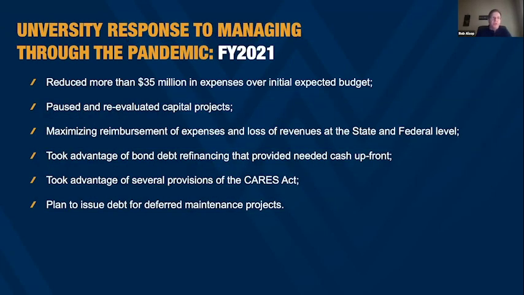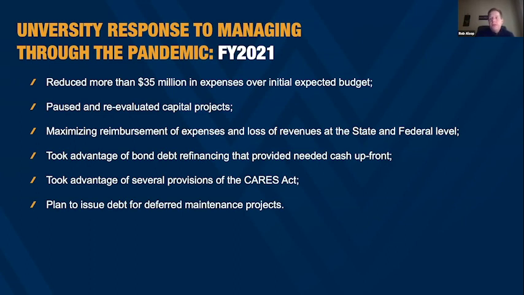So what have we tried to do to reduce and manage through this pandemic? So we did have a budget cut of around $35 million for our initial expected budget. We paused and reevaluated several of our capital projects. We have worked to maximize our reimbursement of expenses and losses of revenues at the state and federal level. That's with Governor Justice and the CARES Act. We've worked with our congressional delegation on the new COVID Act that passed in December, as well as working with FEMA.